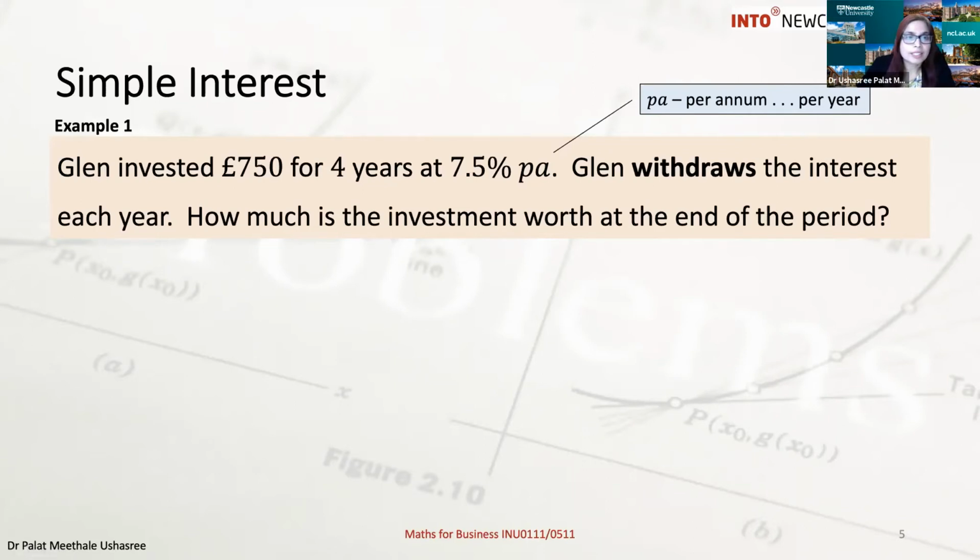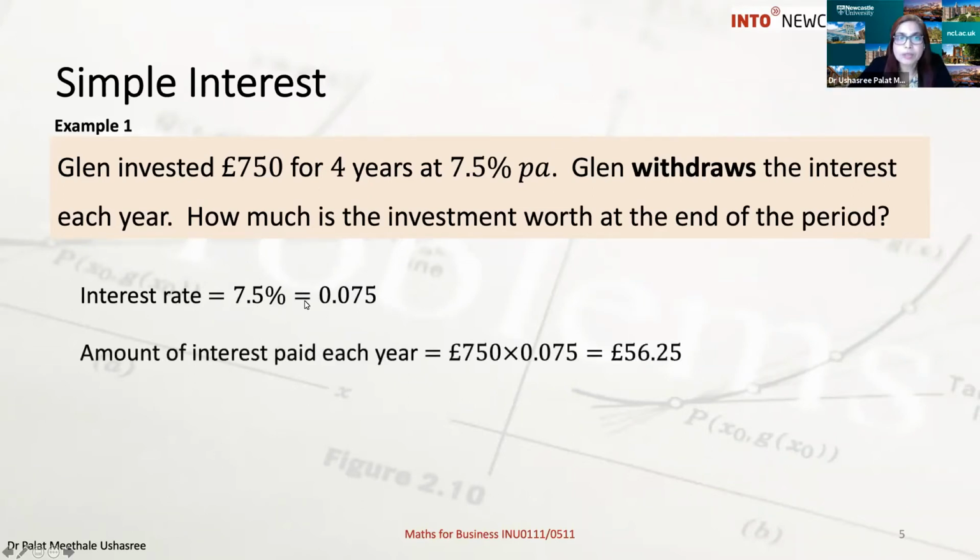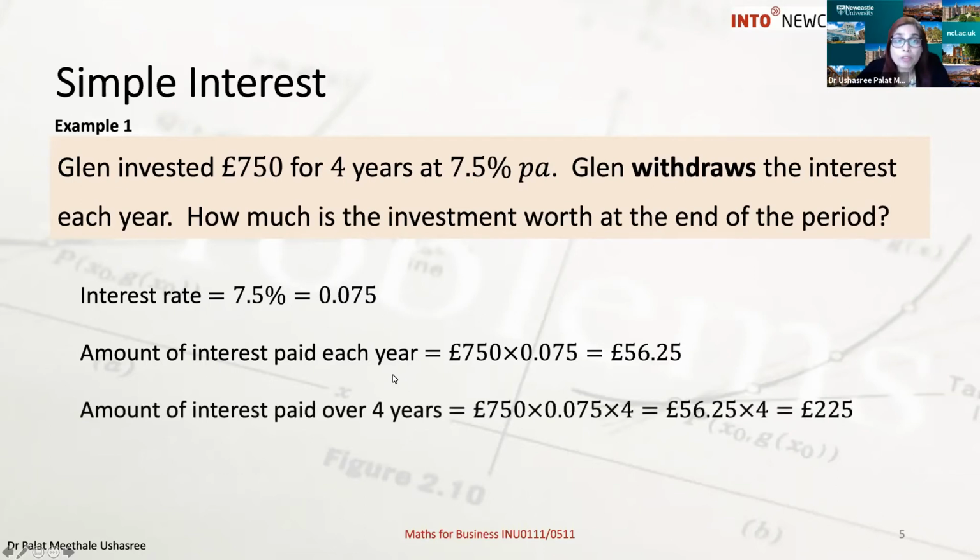Okay, good. So what you did was, the interest rate is 7.5%. So in decimals, it is 0.075. And the amount of interest paid each year will be the principal amount times the interest rate. Yes. And you get £56.25. And then the amount of interest paid over 4 years will be the amount of interest paid each year times the number of years, isn't it? And you get £225.